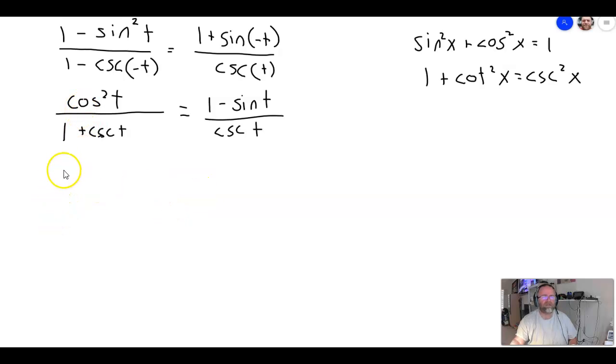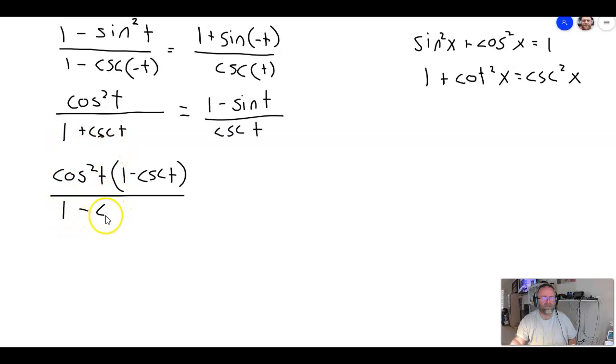So let's do that. So I'm going to have cosine squared of t, and we're multiplying the top by the conjugate of this. So that's 1 minus cosecant of t. And then on the bottom, we'll have a difference of squares. And remember, a plus b times a minus b is a squared minus b squared. So it will just be 1 squared, which is 1 minus cosecant squared of t. All right, so this is what I've got right now, which doesn't look too much like that, but let's see what we can do here.